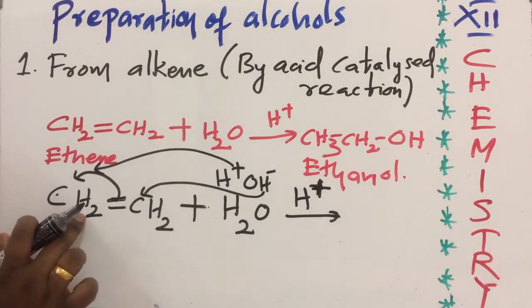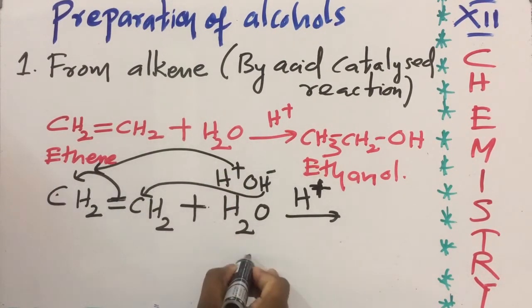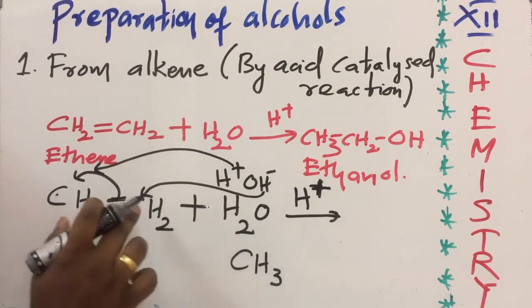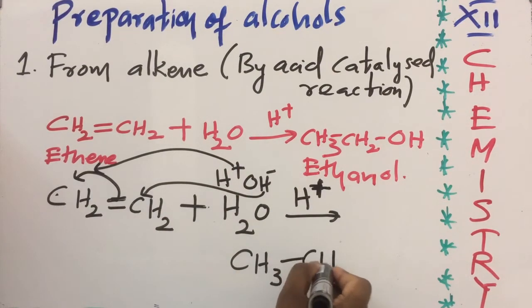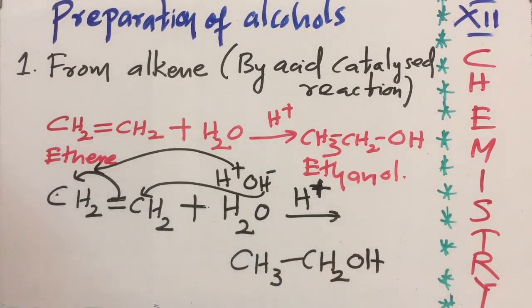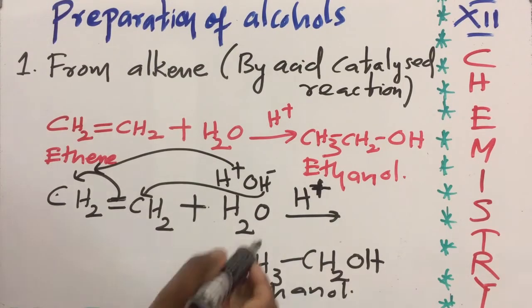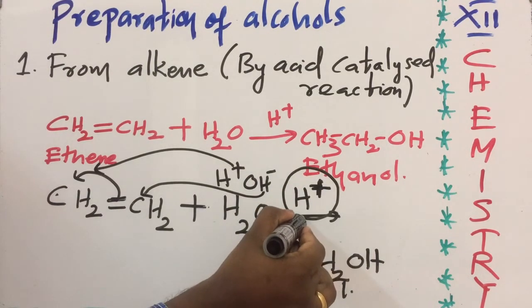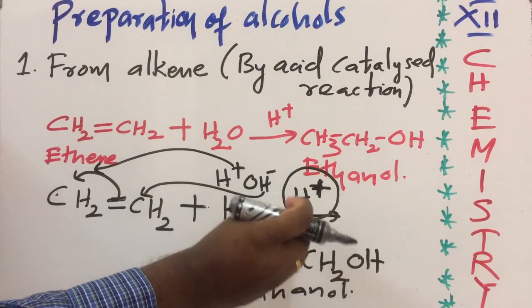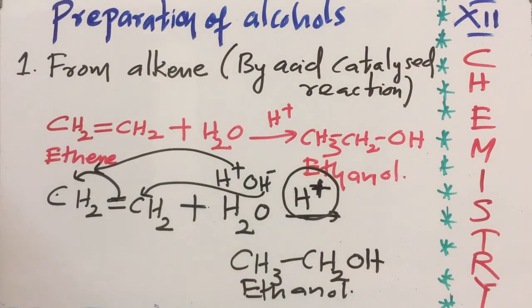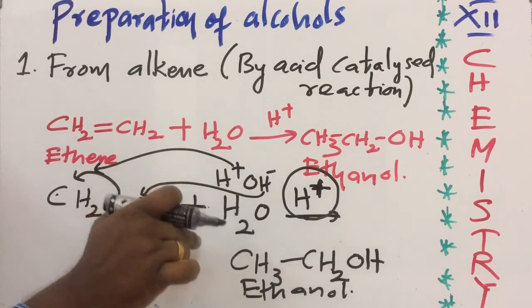So what will you get? CH2 negative will take H plus and form CH3. Then CH2 positive attracts OH minus and forms CH2OH. So here the product is alcohol. Which alcohol? Ethanol. Clear? This is the way to write the product. And here the role of H plus, the role of sulfuric acid, is not mentioned. The correct role of sulfuric acid will be understood from its mechanism, from the mechanism of this reaction.